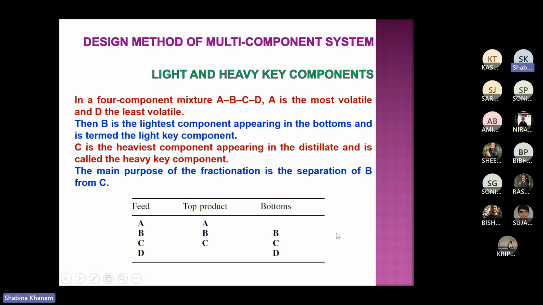Okay. So I hope you have understood what is light key and what is heavy key, and we will proceed further. Now, to find out the number of trays for a multi-component system, we have one specific method, and that we call Henstebeck's method. You have not studied that before. Probably before you have only read the McCabe-Thiele method.